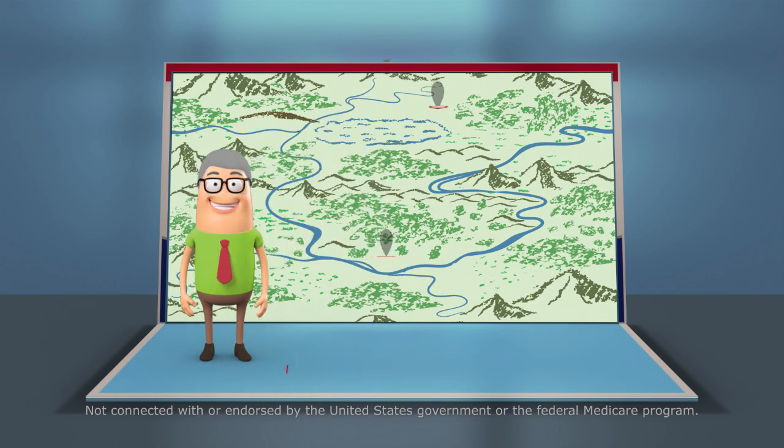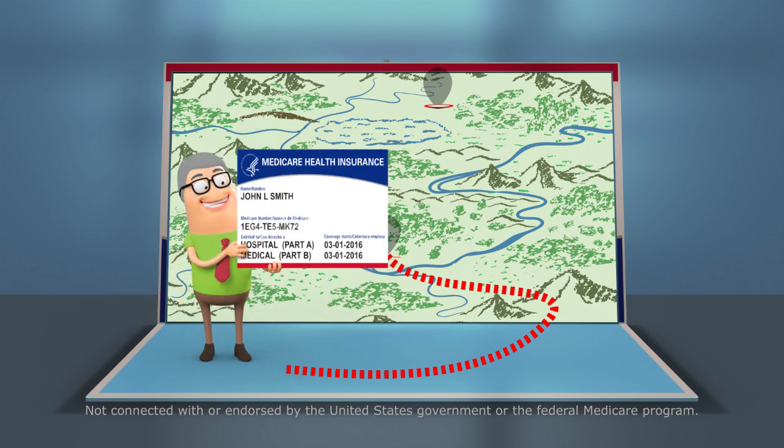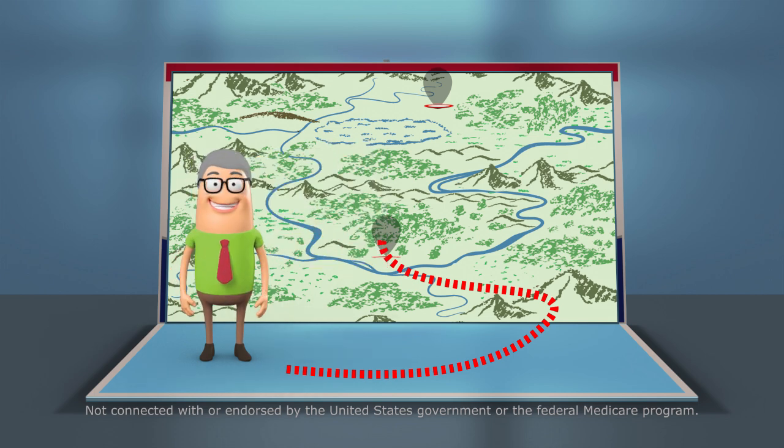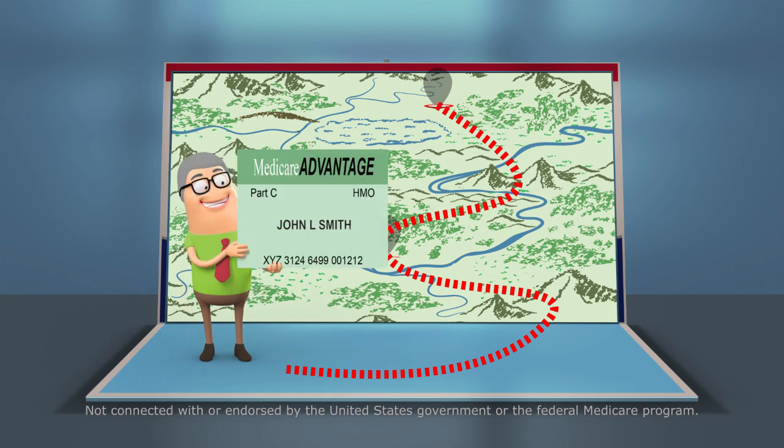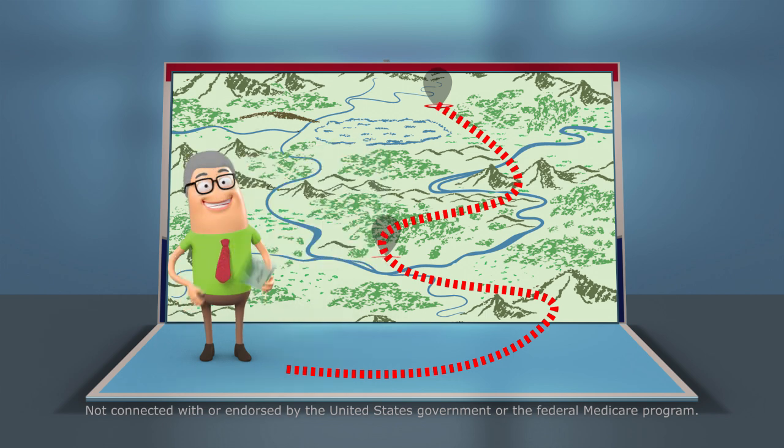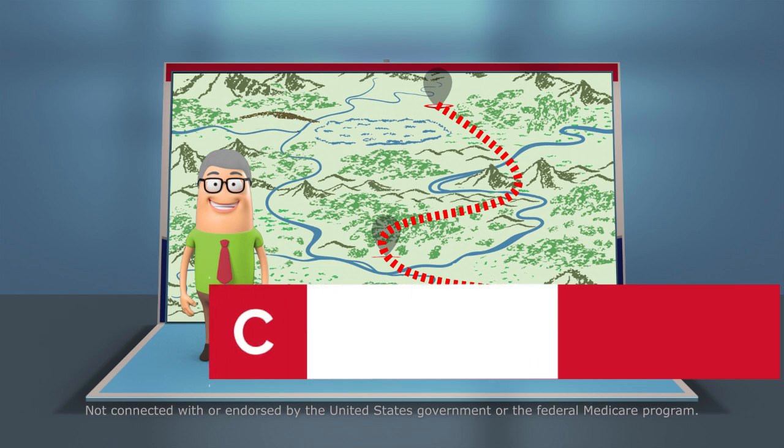Now, let's take a look at the second path that you might decide to take instead. First, it is important to understand that this path should not necessarily be viewed as better or worse than the first path. Instead, it's simply a different way of getting your health care. It begins the same as the first path, in that you also start by enrolling in Medicare Parts A and B. From here, you have the option of making a second stop, where you can join a Medicare Advantage plan. These plans are referred to as Medicare Part C.